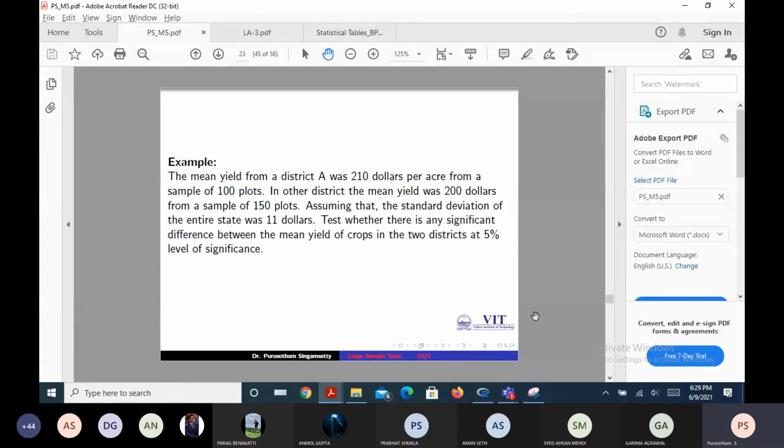The mean yield from a district A was $210 per acre from a sample of 100 plots. In another district, the mean yield was $200 from a sample of 150 plots. Assuming that the standard deviation of the entire state was $11, test whether there is any significant difference between the mean yield of crops in the two districts at 5% level of significance. Have you taken a snapshot of this slide? Yes, sir. And one more slide for your practice.